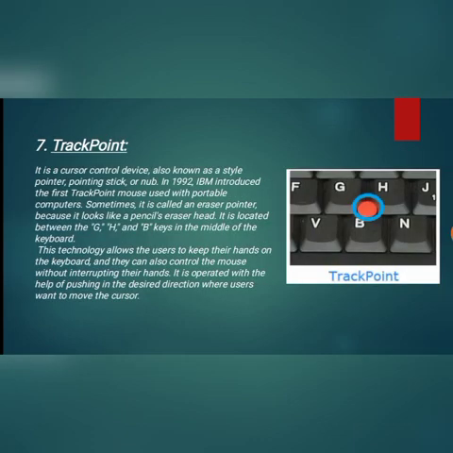Trackpoint. It is a cursor control device, also known as a style pointer, pointing stick, or nub. In 1992, IBM introduced the first trackpoint mouse used with a portable computer. Sometimes it is called an eraser point because it looks like a pencil eraser head. It is located between the G, H, and B keys in the middle of the keyboard.